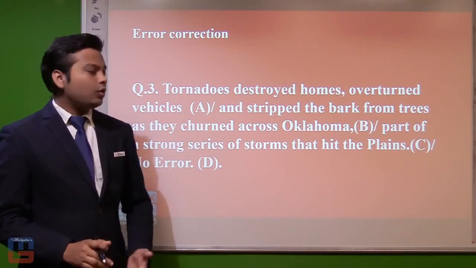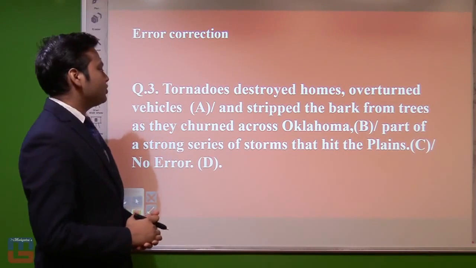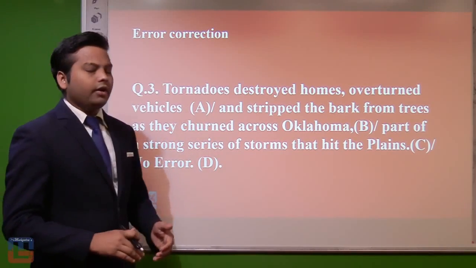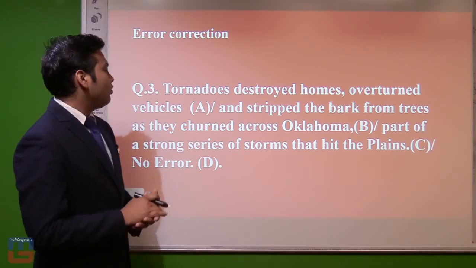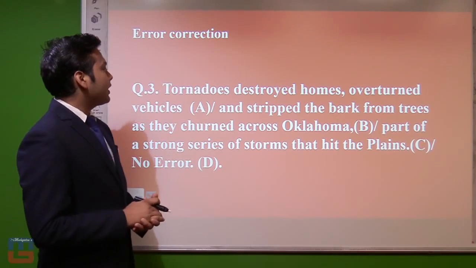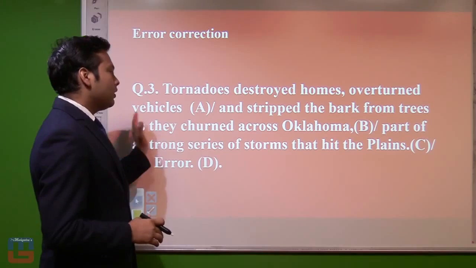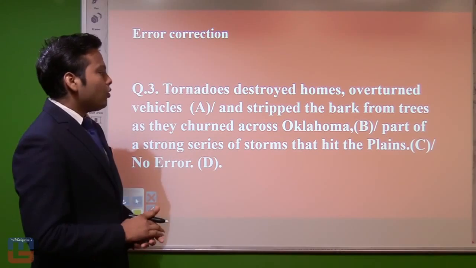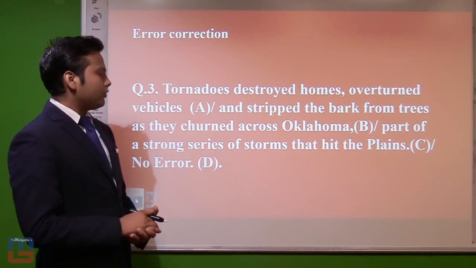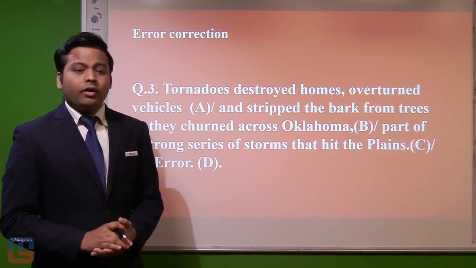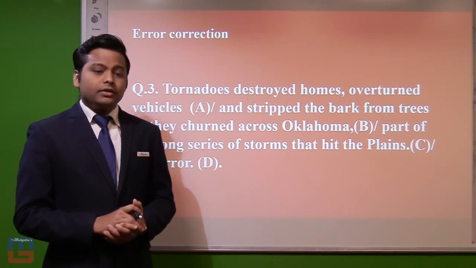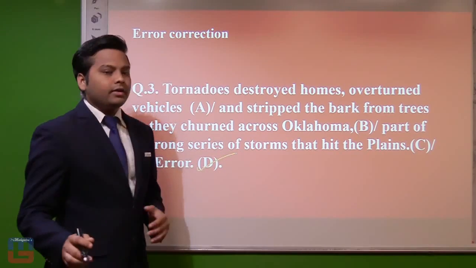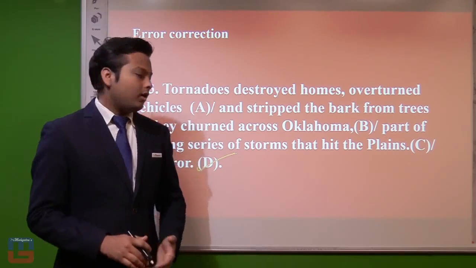Tornadoes destroyed homes, overturned vehicles and stripped the bark from trees as they churned across Oklahoma, part of a strong series of storms that hit the plains. Now here, as I read through, we don't find any error. We have to read once again. Tornadoes destroyed homes, overturned vehicles, we don't have any error, and stripped the bark from trees as they churned across Oklahoma, part of a strong series of storms that hit the plains. If we don't find any error in the sentence, we have to go with option D, that is no error. So for question number 3, our answer is D.